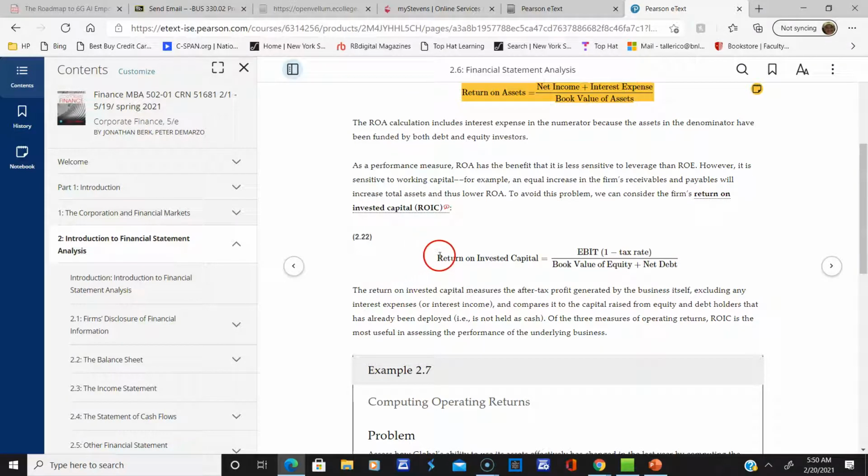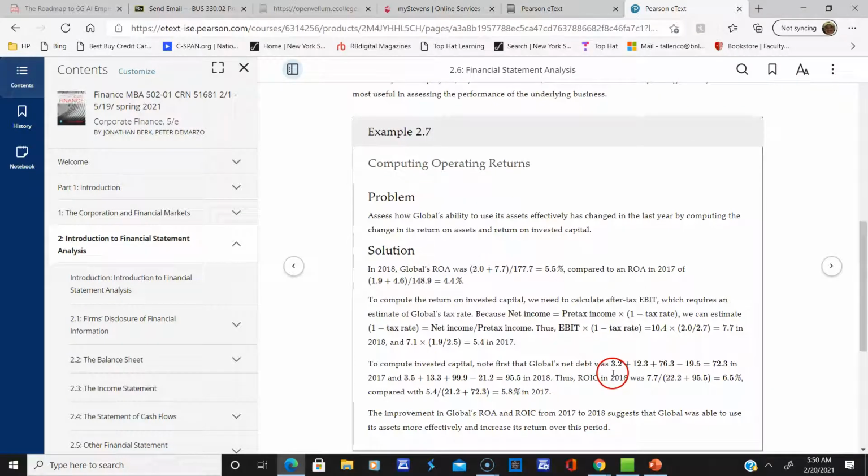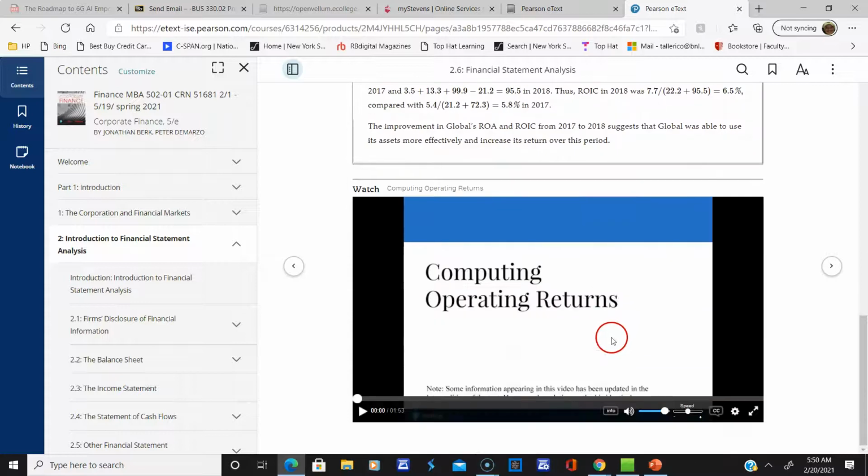All right, return on invested capital. EBIT times 1 minus the tax rate over the book value of equity plus the net debt. And there's a nice example here. Again, go through these examples and understand where the numbers come from, which is more important than the basic math. Okay, let's go through this.